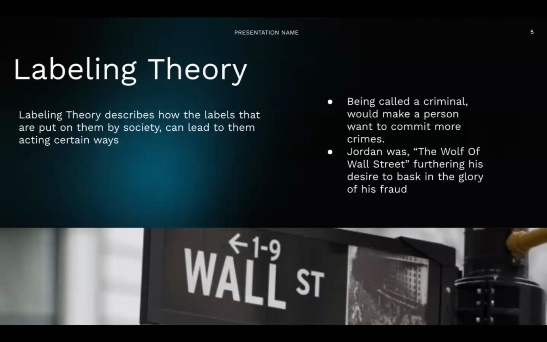The FBI investigation and legal consequences further solidified his label as a criminal, influencing his behavior during and even after his conviction. Even in his post-conviction life, Jordan struggles with shedding this label as society continues to view him through the lens of his criminal past.